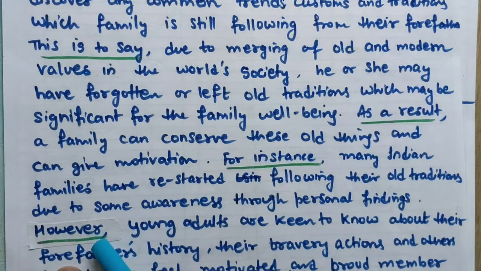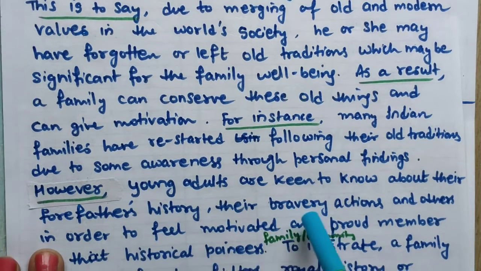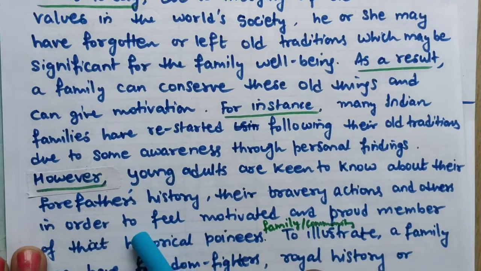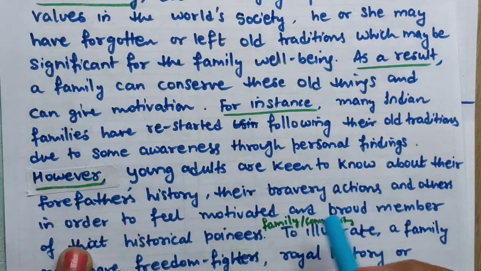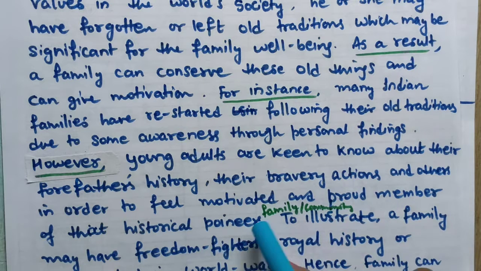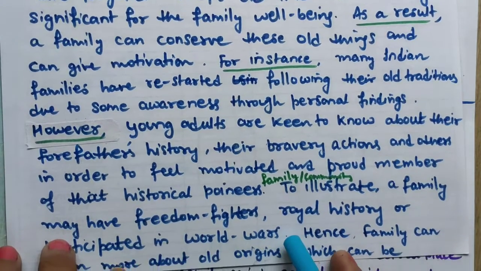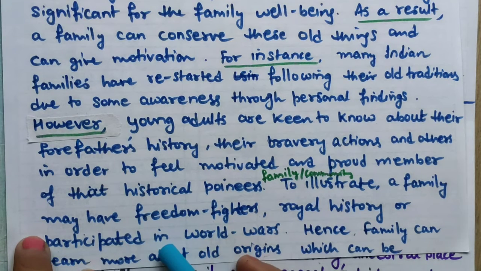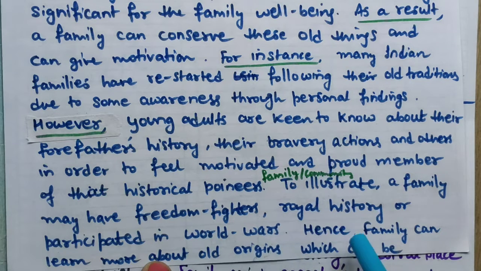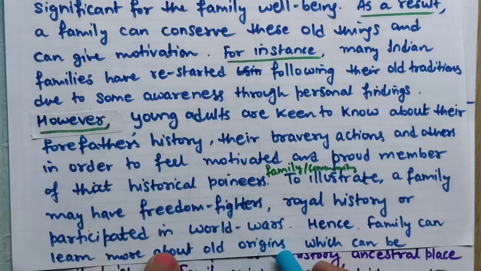Now, next point, young adults are keen to know about their forefathers' history, their bravery actions and others, in order to feel motivated and proud members of that historical pioneers' family or community. Now, an example to illustrate: a family may have freedom fighters or royal history or participated in world wars. Hence family members can feel proud and motivated after finding this.